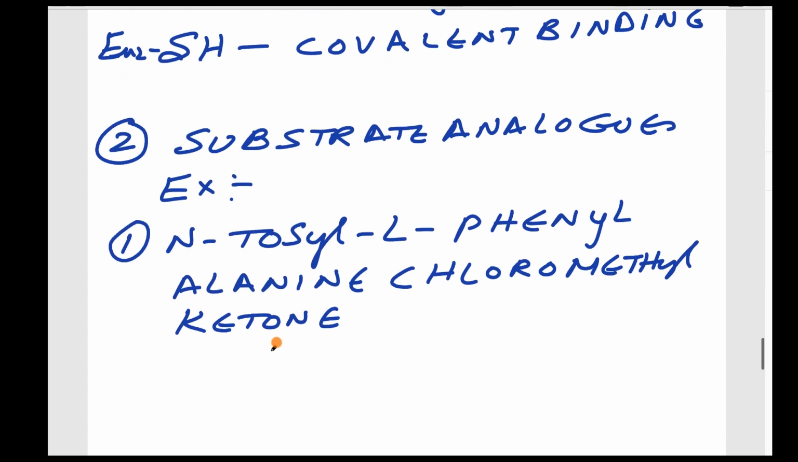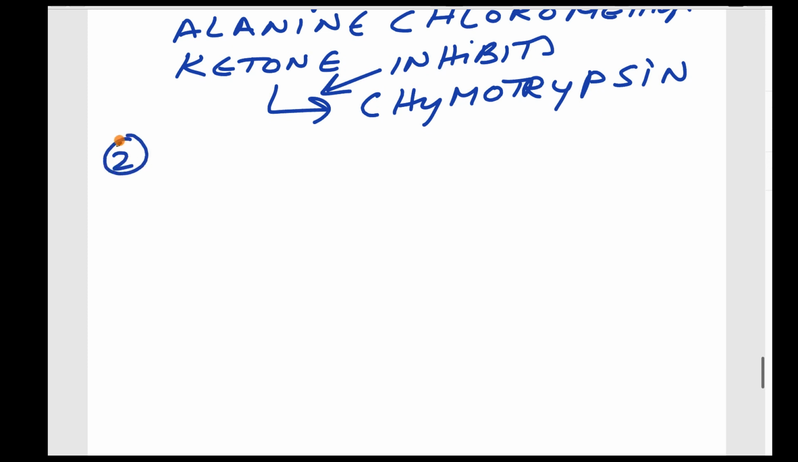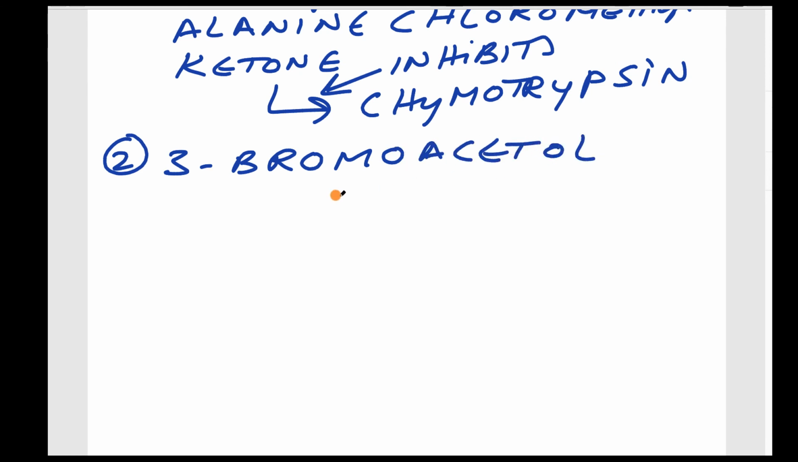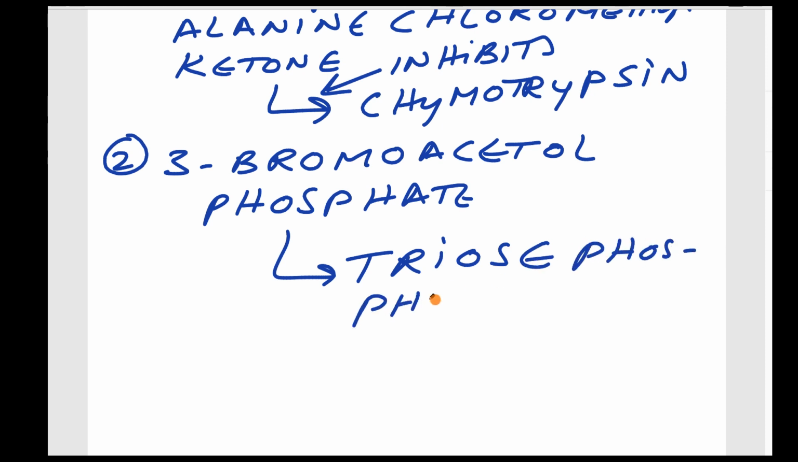It binds chymotrypsin. It inhibits chymotrypsin, a proteolytic enzyme. The second one is 3-bromoacetol phosphate. It inhibits triose phosphate isomerase, an enzyme of glycolysis.